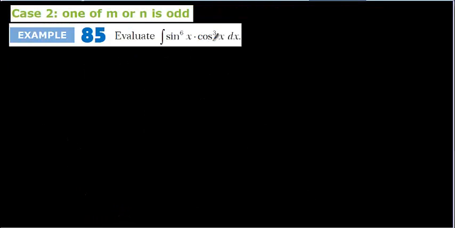If one of them is even, one of them is odd, here we don't have any choice. We are going to directly choose the odd one, and we are going to separate it into cosine square x times cosine x. 1 plus the odd number, what is it, even number it's going to be, and this is sine 6x times cosine x times cosine square x times cosine x dx.